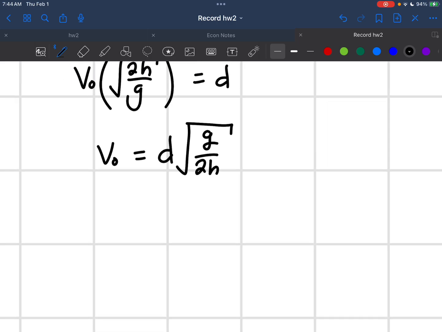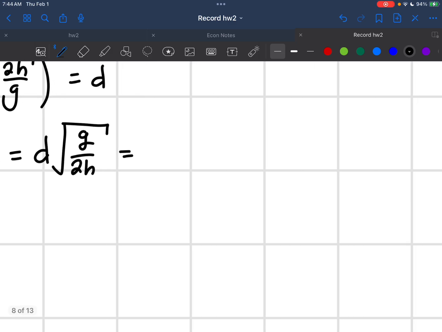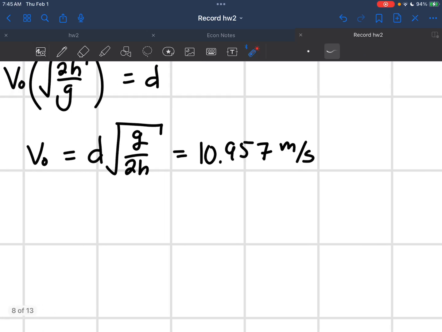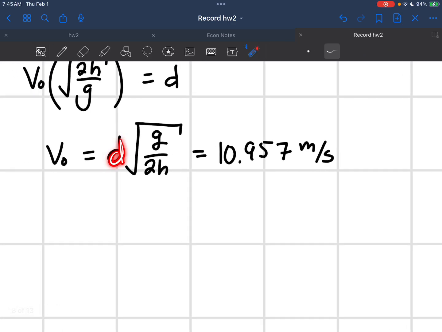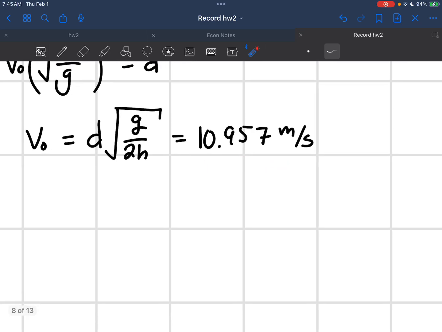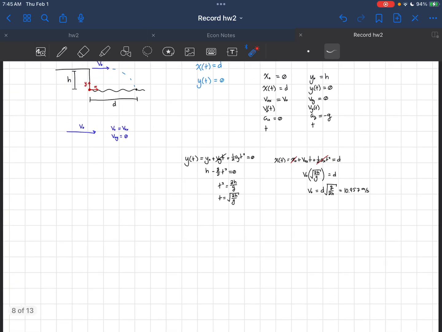Then all I have to do is plug in my numbers. D is 7, g is 10 or 9.8, and h is 2. So what that's going to spit out is 10.957 meters per second. Again, that's with D as 7 meters, h as 2 meters, and g as 10 meters per second squared. It'll all work out to meters per second if you check those units. That's a bonus fun practice for you, is check the units on that one.